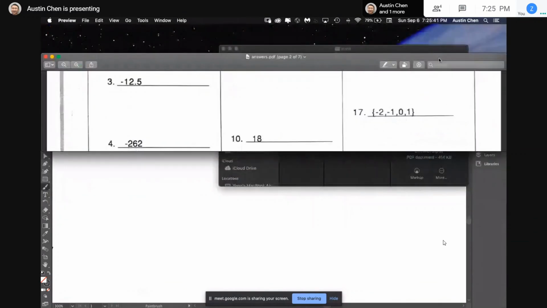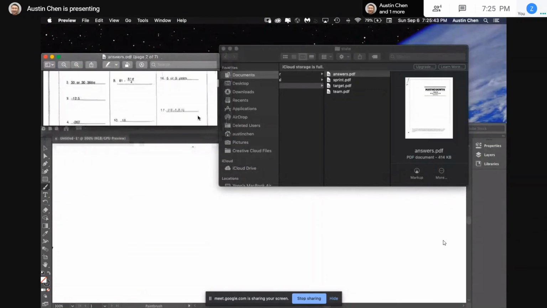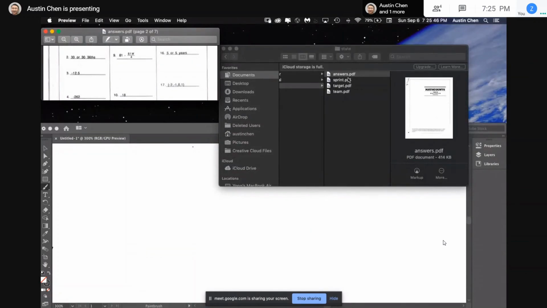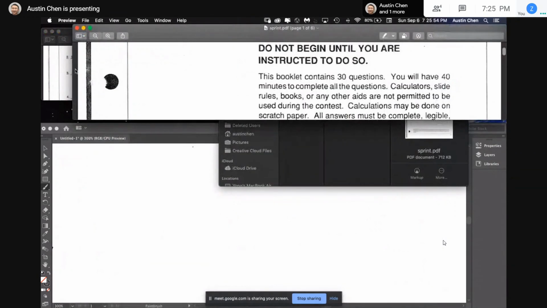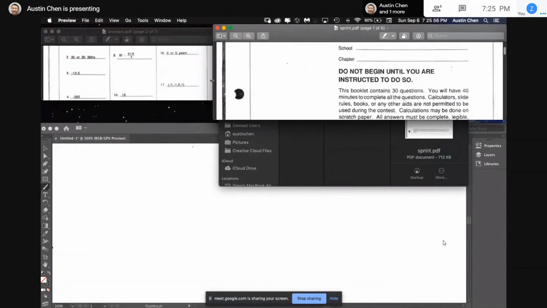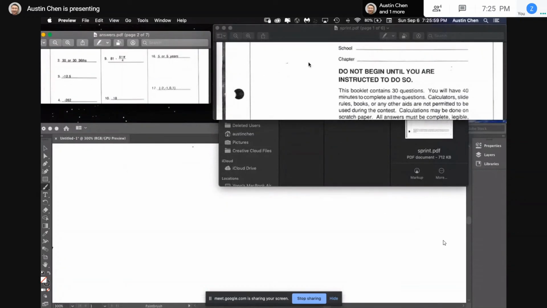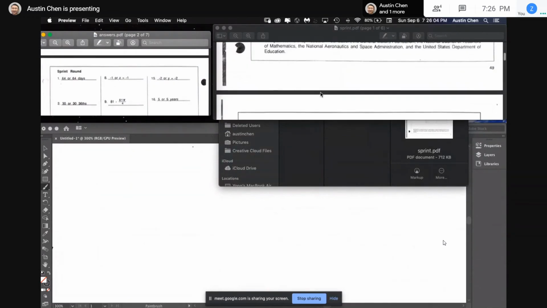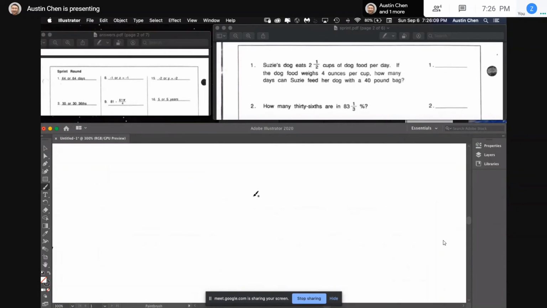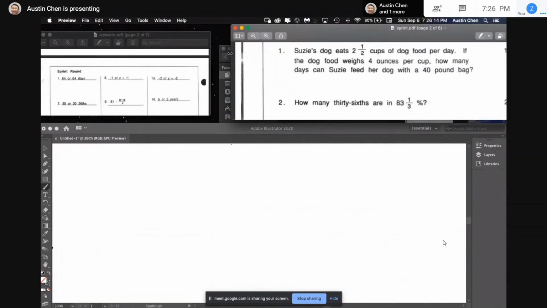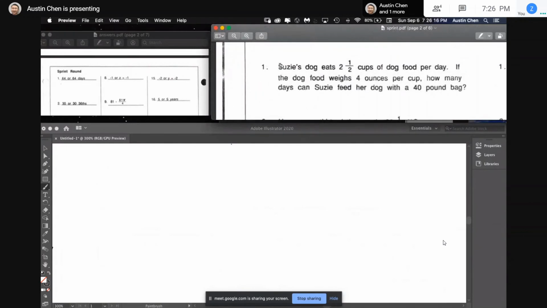Okay, we actually need this stuff. Okay. All right, so we're gonna start with sprint. Susie's dog. Susie, maybe we could do like this. There you go. All right.